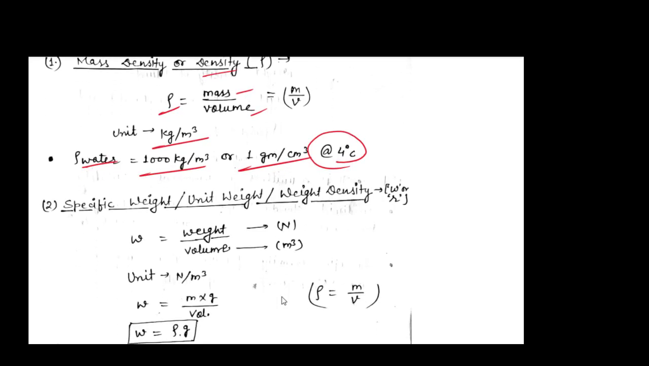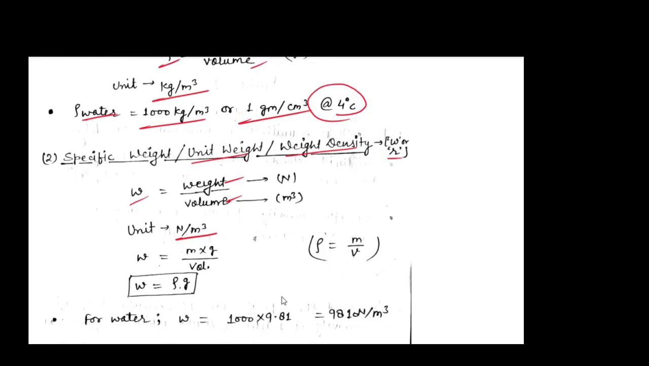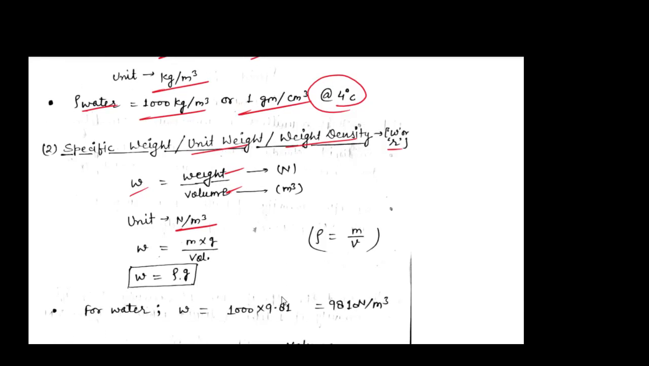The second property is specific weight. It is also known as unit weight or weight density, denoted by w or gamma. Its formula is weight upon volume, so the unit becomes Newton per meter cube. When we simplify it further, w becomes m into g by volume, because weight can be written as m into g. So w becomes rho into g.